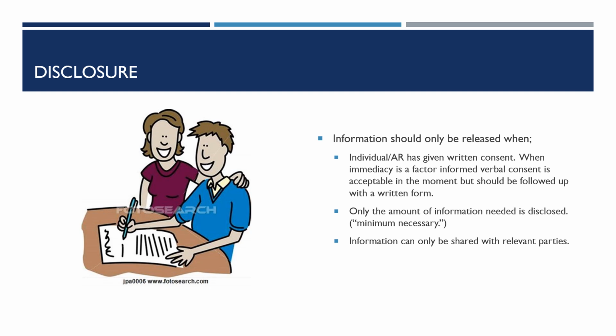When it comes to disclosure, information should only be released when the individual or AR has given a written consent. When immediacy is a factor, informed verbal consent is acceptable in the moment, but should be followed up with a written form, i.e., if there's a medical emergency, as long as we get verbal consent and follow that up with written consent, we can provide the medical service. Only the amount of information needed is disclosed. Again, that's the minimum necessary, and information can only be shared with the relevant parties.